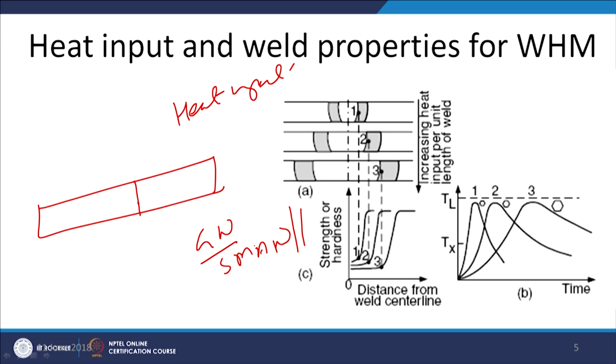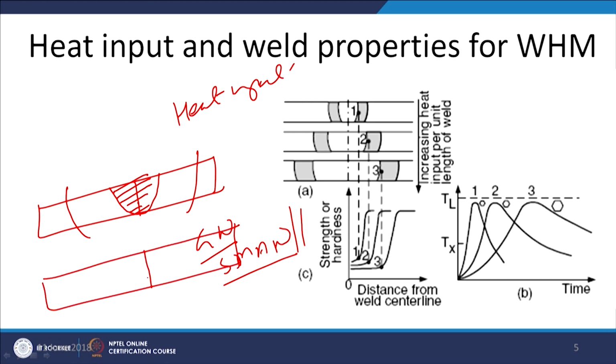So, for low energy density processes like shielded metal arc welding, it is required to supply a lot of heat to facilitate the fusion of the faying surfaces, and it forms a very large weld metal zone and a large heat affected zone. On the other hand, if we use a high energy density process, then it will require lesser heat input, the weld zone size will be limited, and the heat affected zone size will also be limited. And that is what we can see.